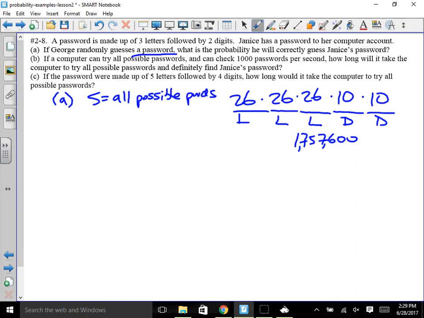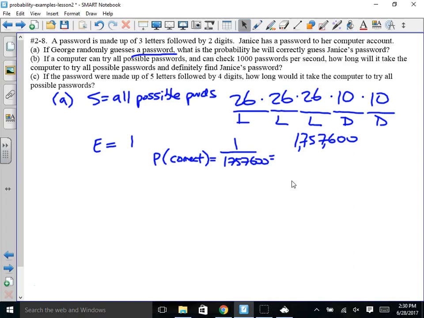sample space. So for the event space, we have to look at the event we're trying to find the probability of, which is that George randomly guesses the password. So out of all possible passwords, only one of those is the proper password that will match Janice's password. So the probability that you guess correctly would be 1 out of that 1757600 number, right? Which is going to be very small indeed.